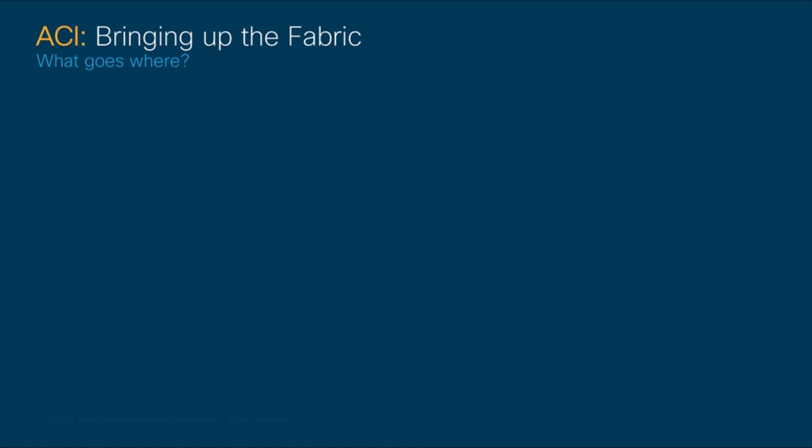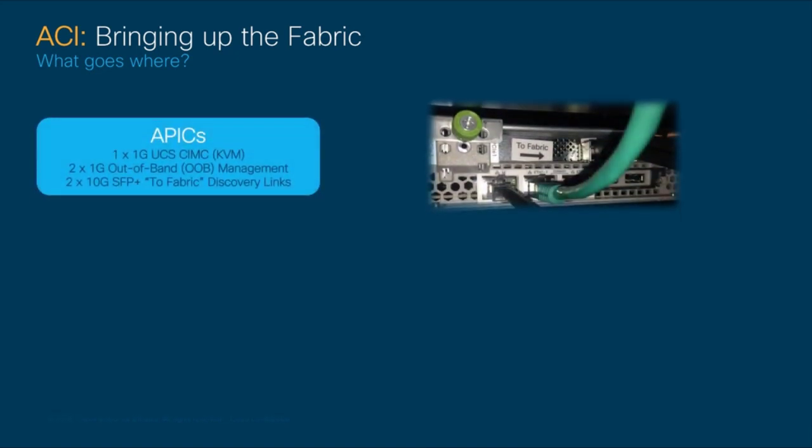Let's start by cabling the physical APIC server or servers. Each of them will have 3 different connections. One is the UCS CIMC port, which will allow you direct KVM over IP access to the UCS server itself. This port has the letter M on top of it. Then we have 2 out-of-band management ports which will be used to access the APIC GUI or CLI, which is where you will manage your whole ACI fabric from.